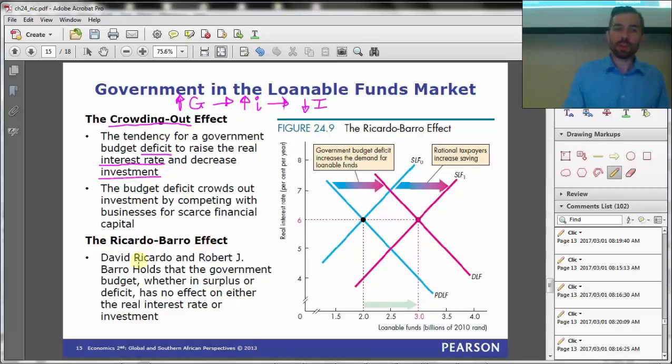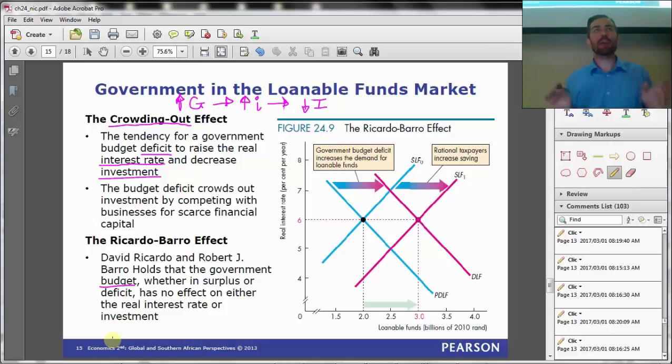They then describe something called the Ricardo-Barro effect. This is not something, again, that we need to concern ourselves about in terms of the diagrams, as long as you know it as a kind of rote learning thing. It basically just says, well, hang on a minute. When the government makes some decision about its budget, whether that budget is a surplus or a deficit, something is going to happen in the loanable funds market. There's going to be a shift in demand or supply of loanable funds.